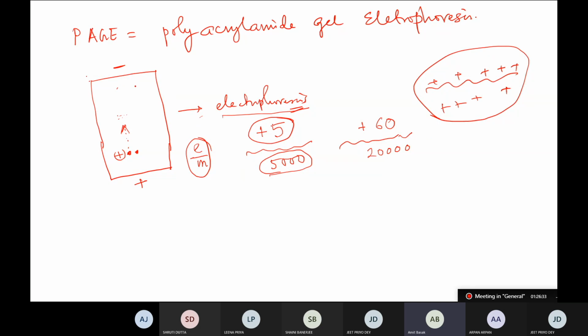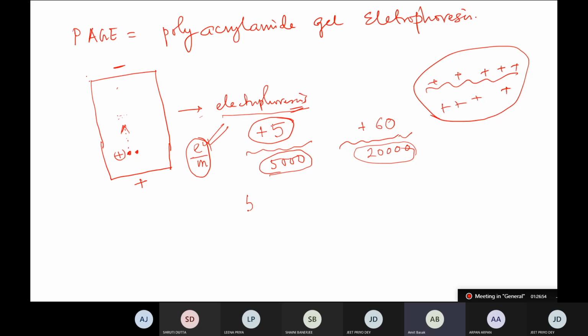But here, basically, charge is important, that is, how much charge you have. You have more charge here, so it is expected that this will move faster. But the higher molecular weight will try to make it move slower than this one. So that's why you have two factors connected with each other.